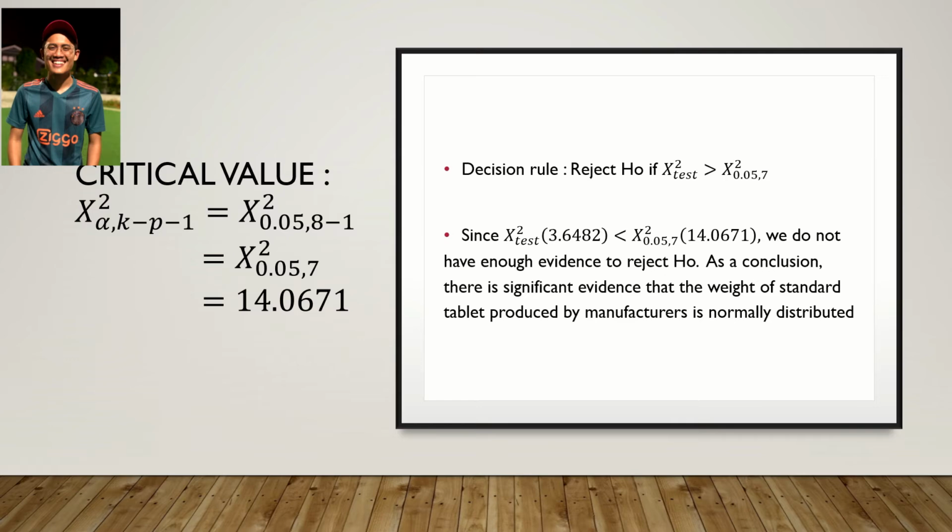So for this case, since the chi-square test is 3.6482, which is smaller than the critical value, which is 14.0671, we do not have enough evidence to reject the null hypothesis. So as a conclusion, there is significant evidence that the weight of standard tablet produced by manufacturers is normally distributed.